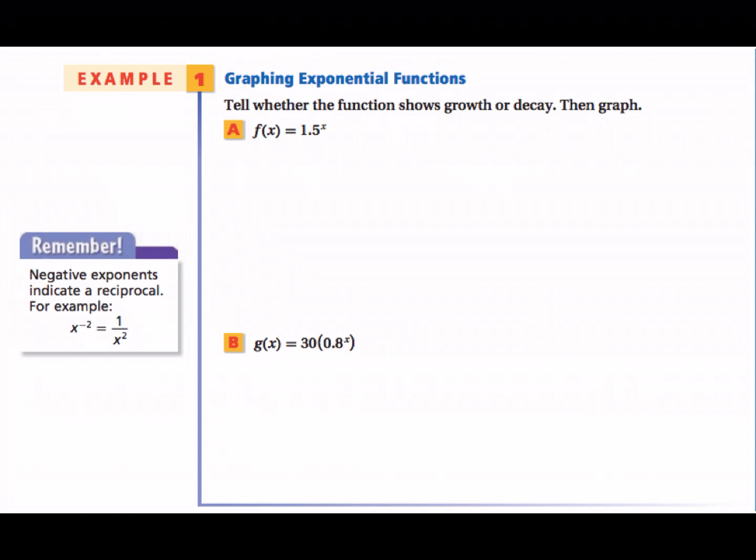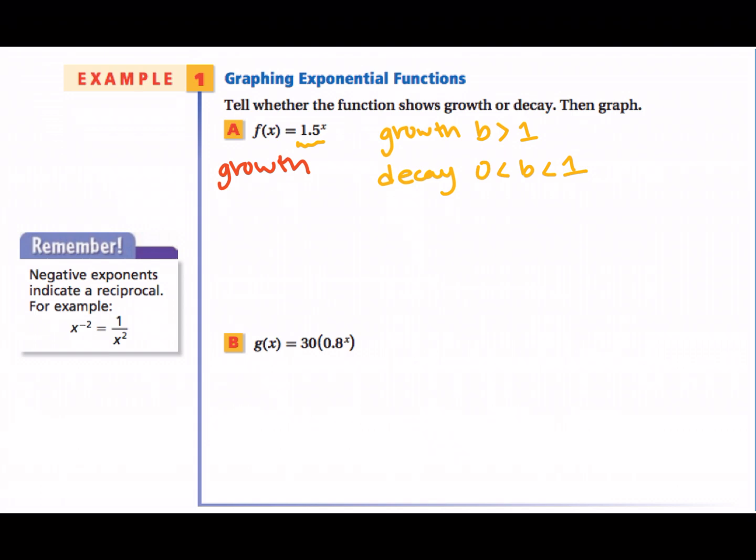Okay, so growth, we want to look at our b value. So our b value is 1.5. So our general rule for growth, the b value is greater than 1. Okay, for decay, the b value is between 0 and 1, right? It's never less than 0, but this is when it's a fraction or a decimal. Okay, so let's look. This one is 1.5, so that means that example A is going to be growth.